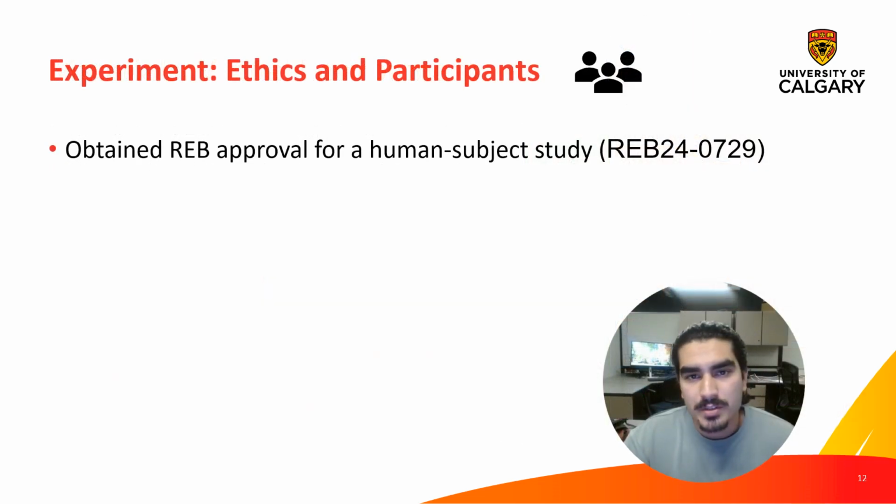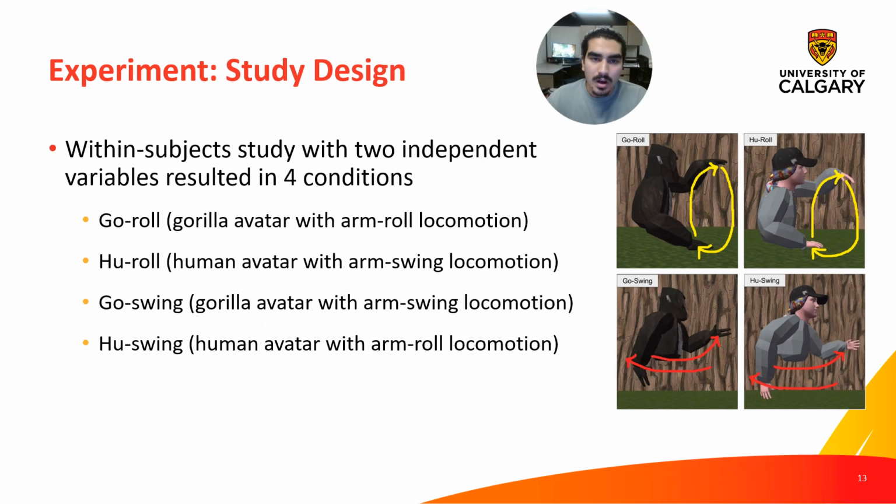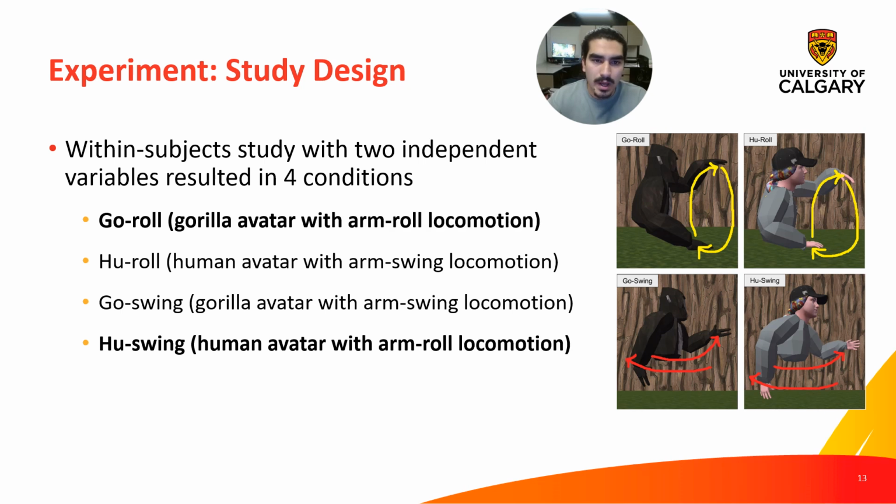Before recruiting participants, I obtained approval from the Research Ethics Board for the study. Then I recruited 30 participants via social media posts and the snowball sampling method. I ran a within-subject study with 4 experimental conditions illustrated on the image on the right. The congruent avatar locomotion combinations are gorilla roll and human swing, and the incongruent ones are human roll and gorilla swing.